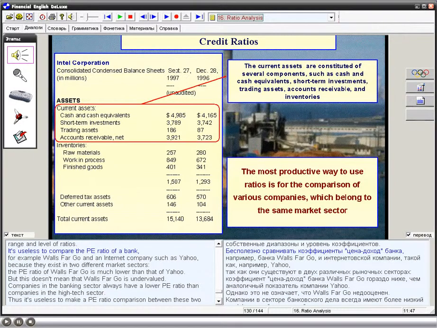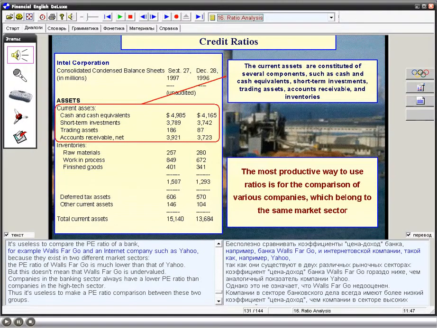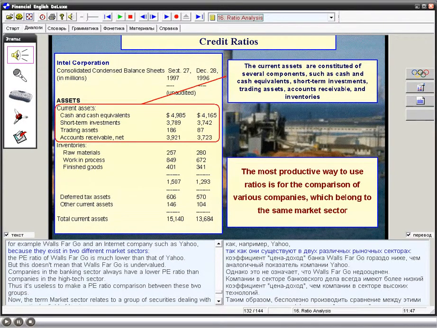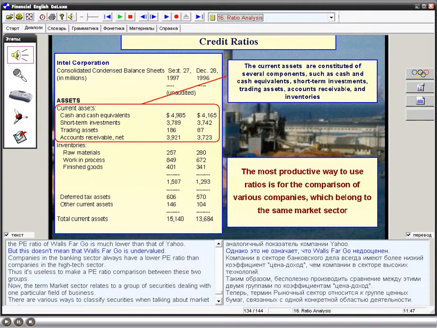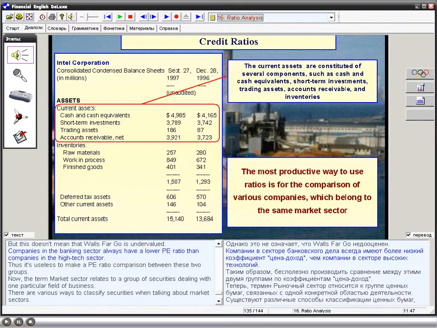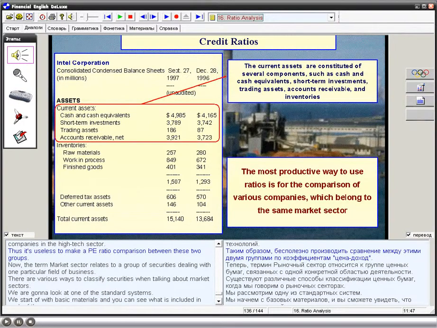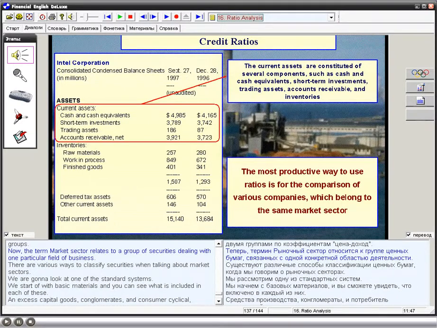It's useless to compare the P/E ratio of a bank, for example, Wells Fargo, and an internet company, such as Yahoo, because they exist in two different market sectors. The P/E ratio of Wells Fargo is much lower than that of Yahoo, but this doesn't mean that Wells Fargo is undervalued. Companies in the banking sector always have a lower P/E ratio than companies in the high-tech sector. Thus, it's useless to make a P/E ratio comparison between these two groups.